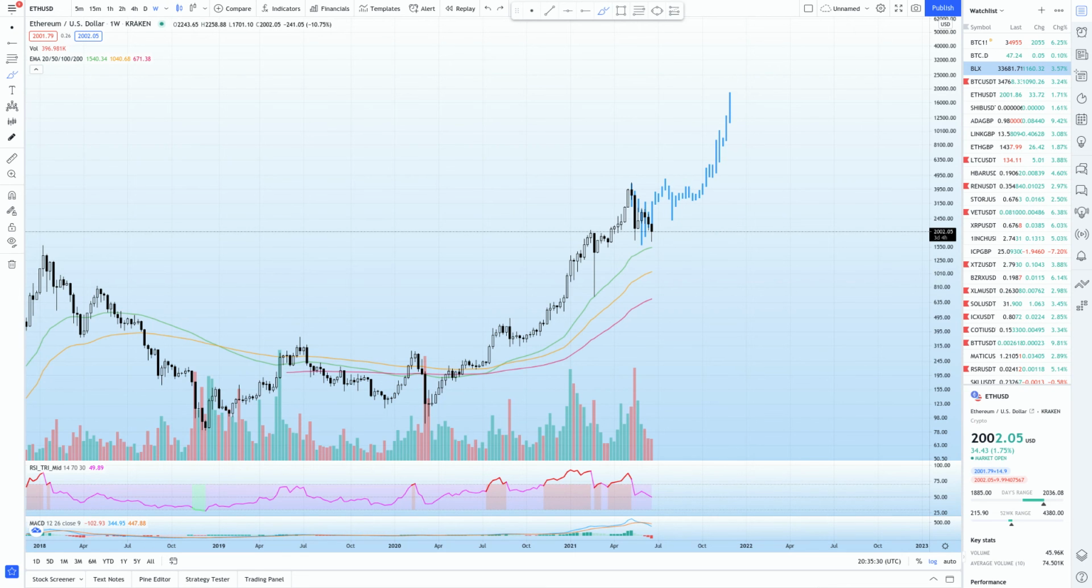A lot of money is going to be coming into the market. Bitcoin's going to be hitting that six figures. Ethereum's going to be hitting the 20,000. Let's go, people.